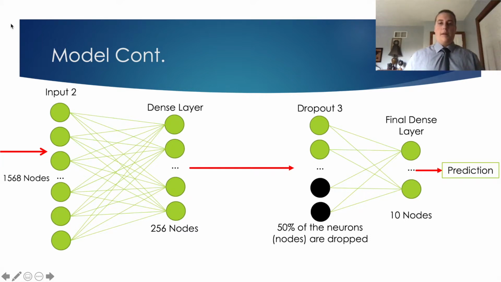That's pushed to a dropout layer, which takes 50% of those neurons and doesn't activate them. And then that finally goes to the final dense layer of 10 nodes, and these are representative of each of the different clothing items. So one of the nodes will be shirt, one of the nodes will be hoodie, and whichever node has the highest value in the probability distribution will be the prediction.